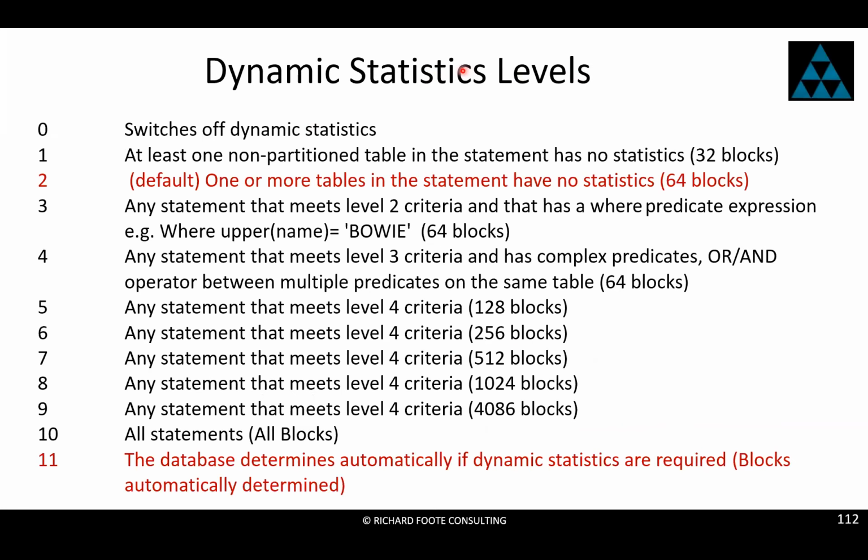So there's a whole bunch of different levels. I guess the two things I want to mention is by default, all things being equal, it uses 2, which means we only do dynamic stats if there are no stats. But there is a new level 11, which could be the default. We'll discuss how we can set that in a minute, where it can do this much more vigorous examination of the data on the fly.